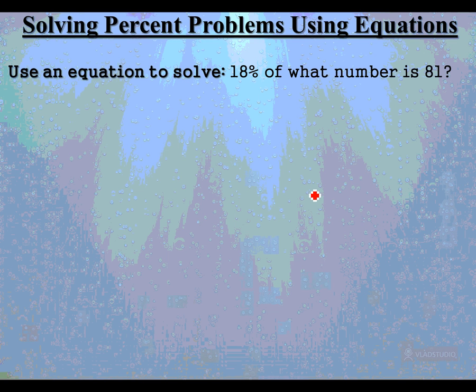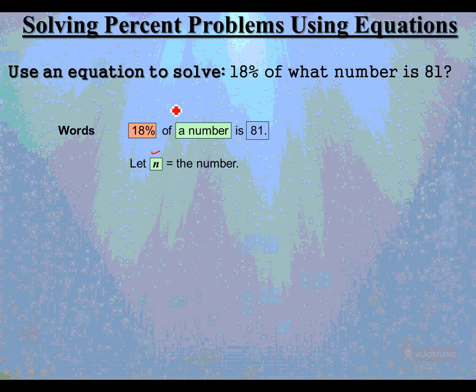This one is asking us to figure out 18% of what number is 81. So, like usual, we're going to let n equal the number. We don't know what that is. That's our unknown. 18% of what is 81. So we're going to set this up.